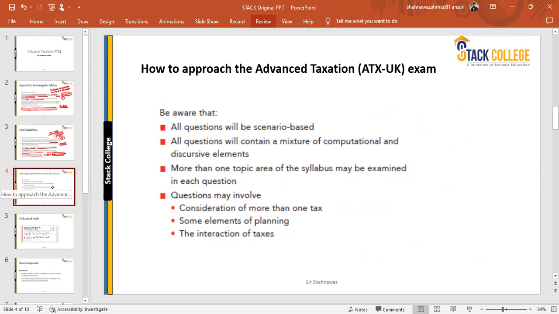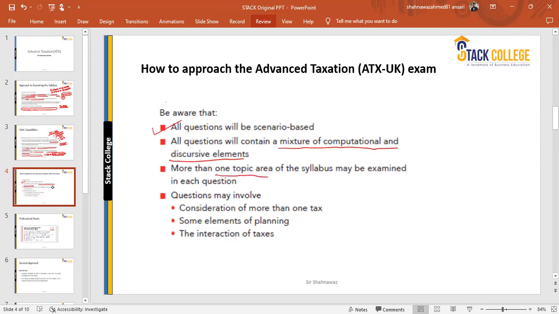Number one, the questions will be scenario based. Number two, all questions will contain a mix of computational and discursive elements. The examiner in one part asks calculate, in another part asks explain, and in some parts asks explain with calculation. So calculation is also very important, but the focus is mainly on the theoretical side of the tax knowledge.